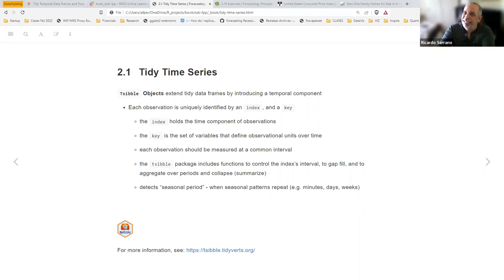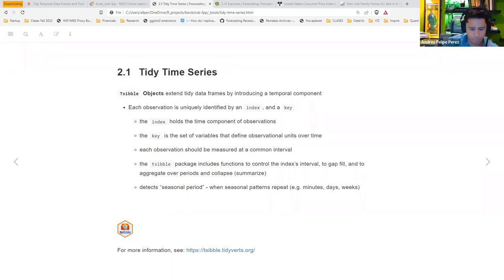tsibble is something that is kind of new, right? With the index and the keys, et cetera. And there's some value there, I don't mean to lessen it, but you have to learn another object. So sometimes you want to standardize your way of doing the functions, using dplyr. The timetk library lets you, because it has the same functions, use those traditional dplyr functions to manipulate those time series. And I found that a little more intuitive.